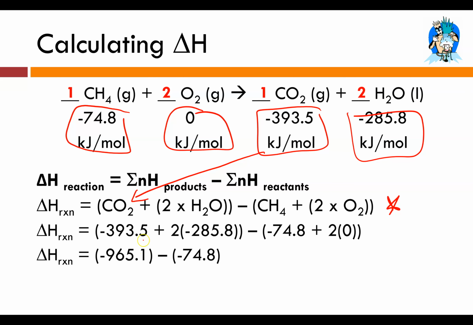So to simplify my terms, if I take negative 393.5 and add 2 times negative 285.8, I'll come up with negative 965.1. Substantially easier with the reactants, since we've got 0 as our heat of formation for oxygen, so minus negative 74.8. I'm going to go ahead and combine those. And I come up with negative 890.3 kilojoules, which is going to be an exothermic reaction.